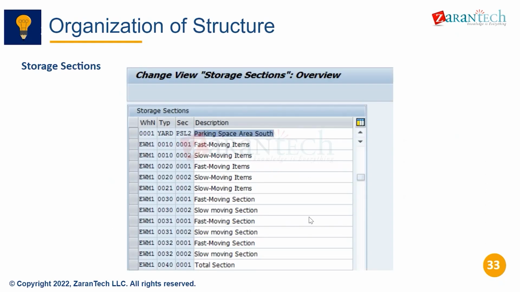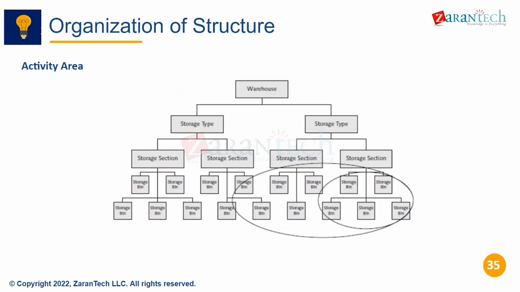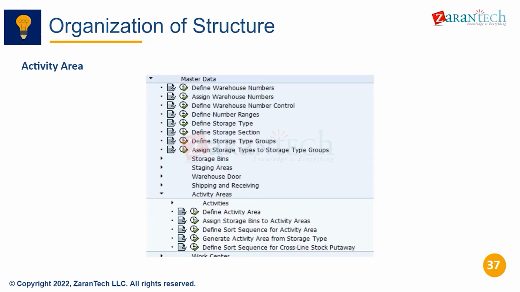You can see the storage location as I was showing you. In one storage type, based on fast moving items and slow moving items, you can divide that storage type into subdivisions using the storage section. This I already saw. This is where in settings we can define your activity areas, and those activity areas will be assigned to those particular storage types.